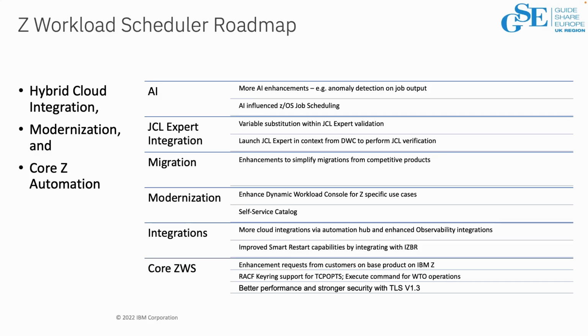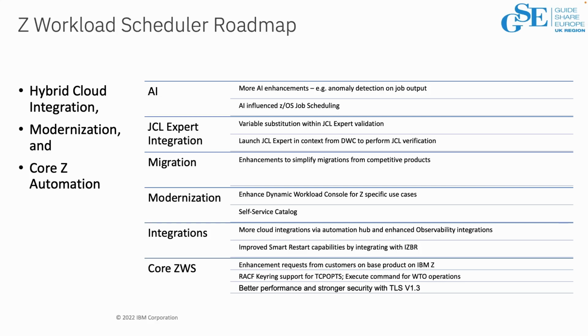The idea is that on one side, you will be able to use the IBM JCL Expert tool also with variable substitution to perform your JCL validation. But also you will be able to, let's say, use the JCL Expert from the IZWS interfaces, either to launch JCL Expert from the dynamic workload console or from ISPF panels for JCL verification.